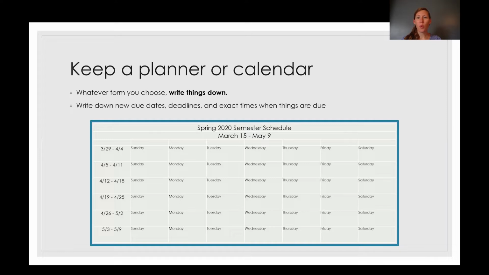One of the first steps is to keep a planner or calendar. Whatever form you choose, write things down. Write down due dates, write down deadlines, write down exact times like 5 p.m., write down the exact times when things are due. This is a spring semester 2020 schedule, and we have 5 more weeks left in this semester, so the schedule shows those 5 weeks plus finals week. So you can use something like this.